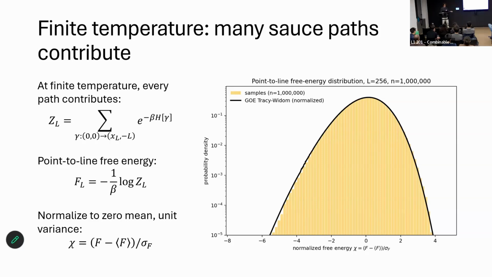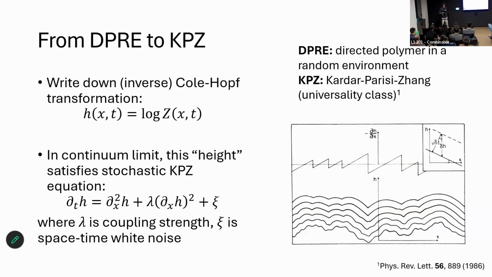And the yellow results are this distribution over the free energy cost of the sauce to traverse somewhere. This black curve, this GOE Tracy-Widom, appears as if I've pulled it out of a hat, and it comes from random matrix theory. Where does that come from? Find out later in this talk. But for now, just observe that we have this strange looking shape. But I'll talk more about where that actually comes from.